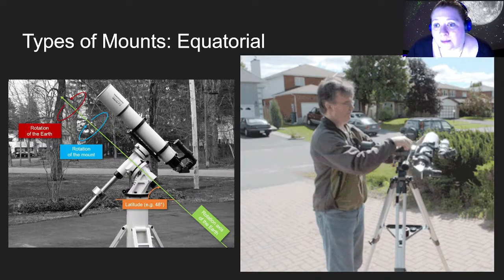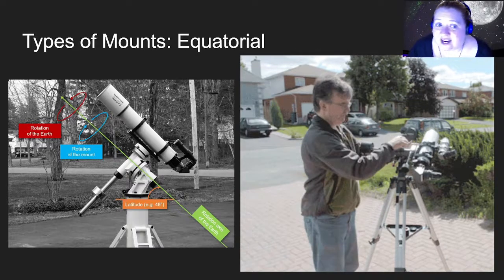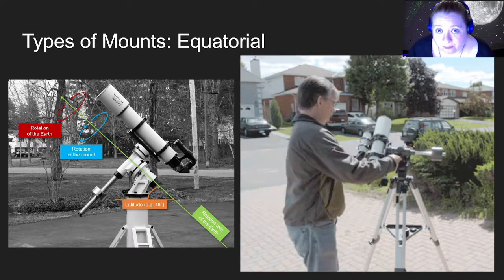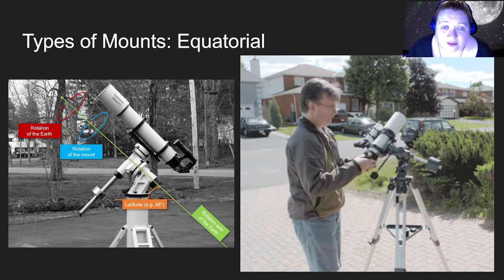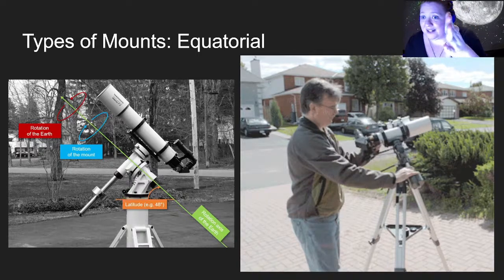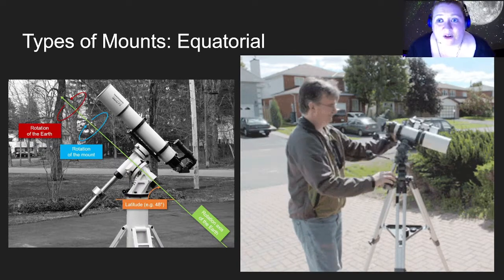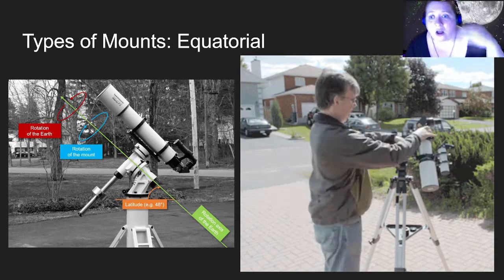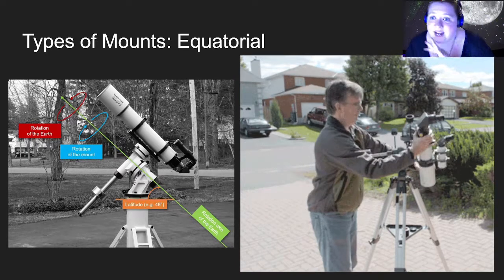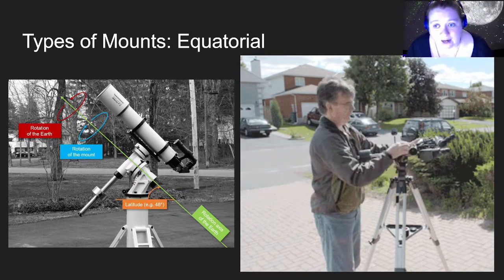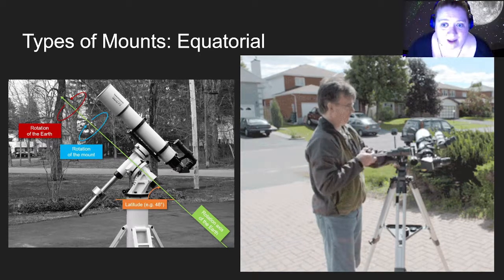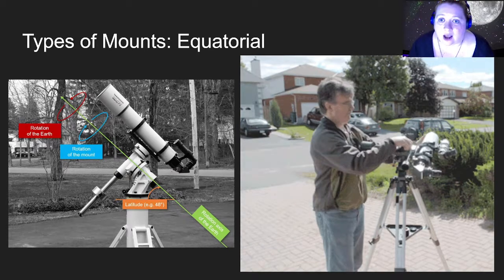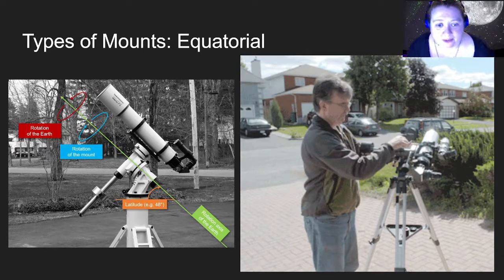But for beginners, it is very unintuitive and it has a steep learning curve to set up because you have to make sure that you are perfectly aligned with the North Star in order to get the benefits of an equatorial mount. So I would recommend staying away from this type of mount to begin with and getting an Alt-Az mount because they're very easy to set up and very intuitive to use.